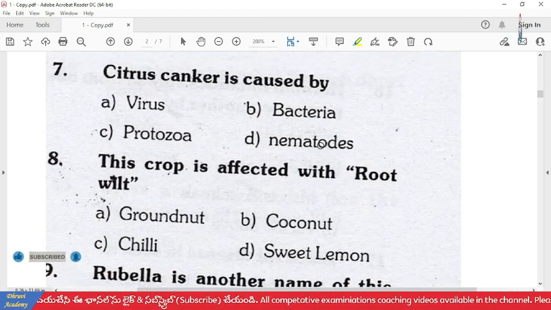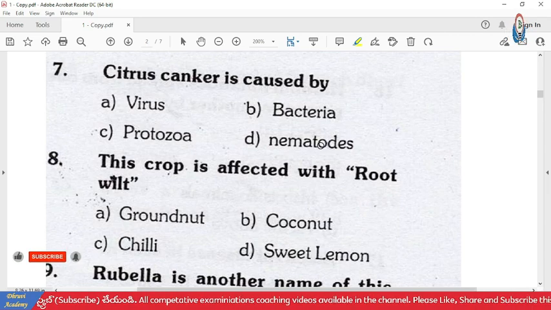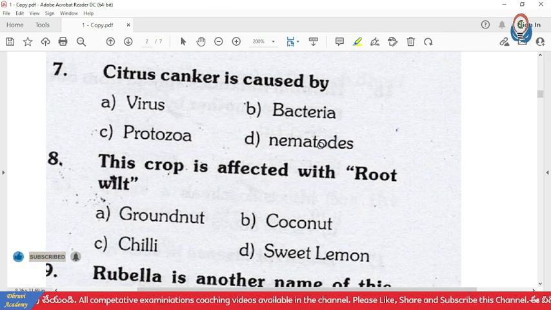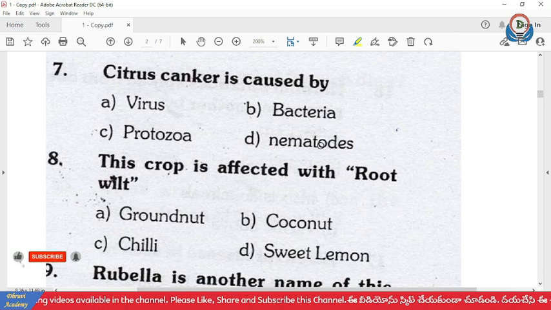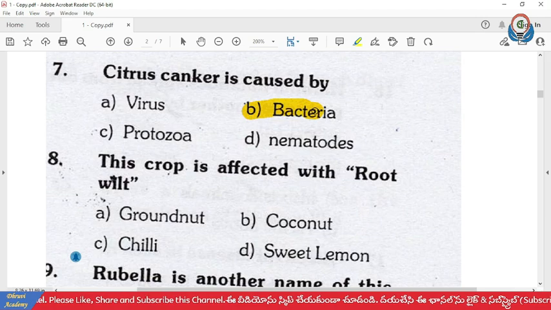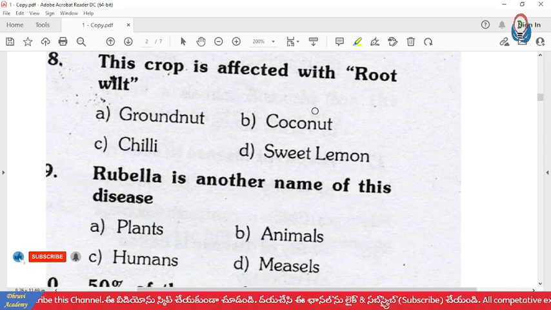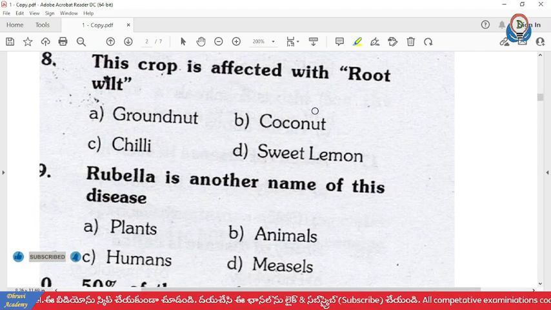Citrus canker is caused by, is it A virus, B bacteria, C protozoa, or D nematodes? Which is the correct answer? Canker is caused by, the answer is bacteria. It's caused by bacteria. Next, this crop is affected with root. Okay, this is repeated.